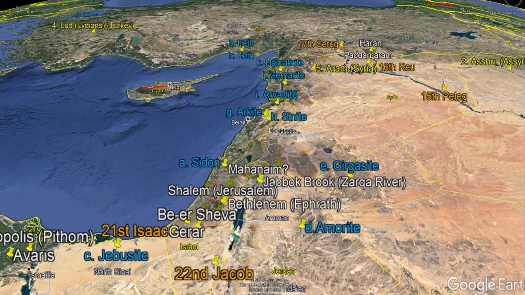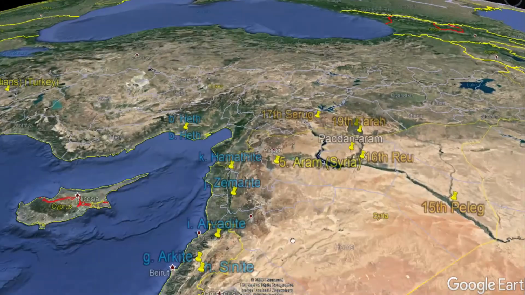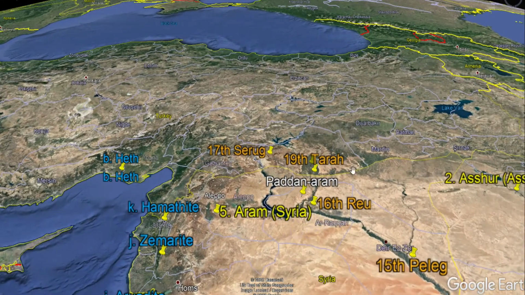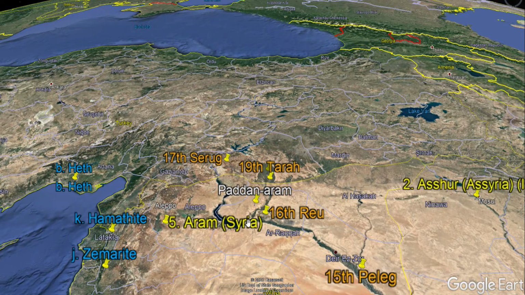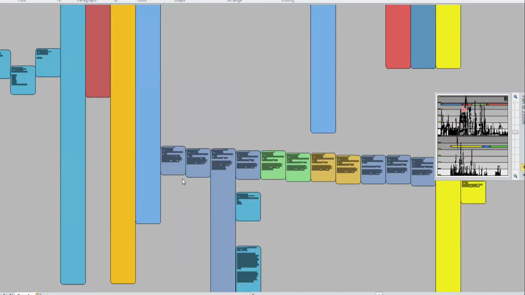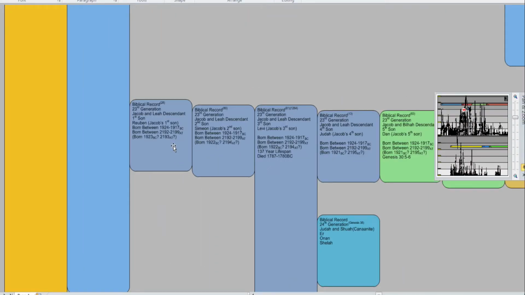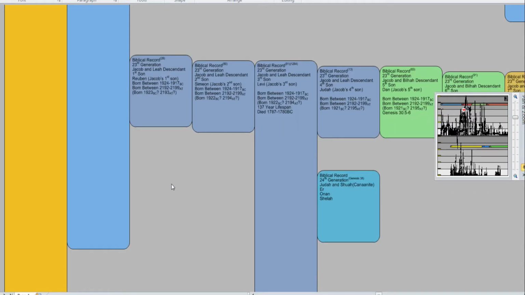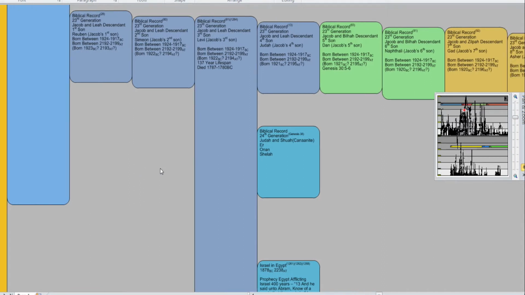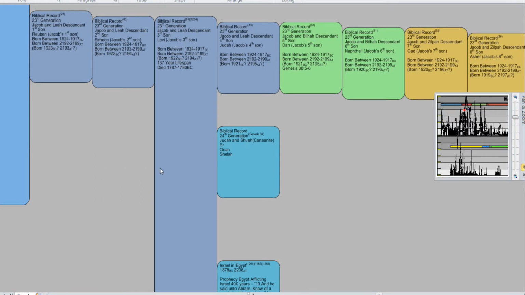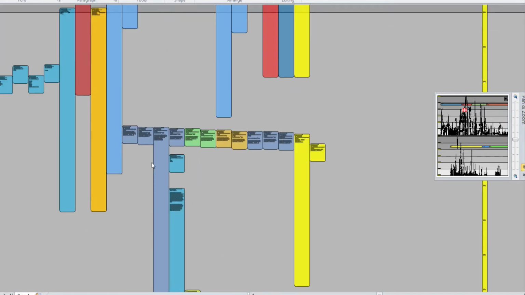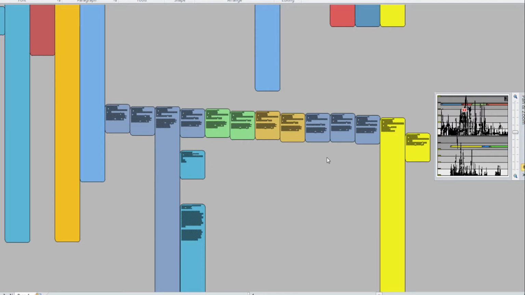So Jacob ends up spending some of his life down here, and then he spends the other part of his life over here. And you can see why he gets his wives Rachel and Leah from Paddan Aram, and also the other two, the handmaid wives, Bilhah and Zilpah. We can see Jacob with his children and wives here. He has 13 children. Twelve of them are male and one female.